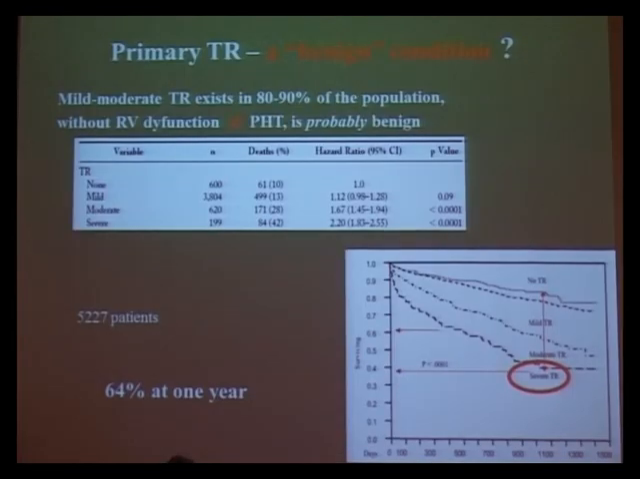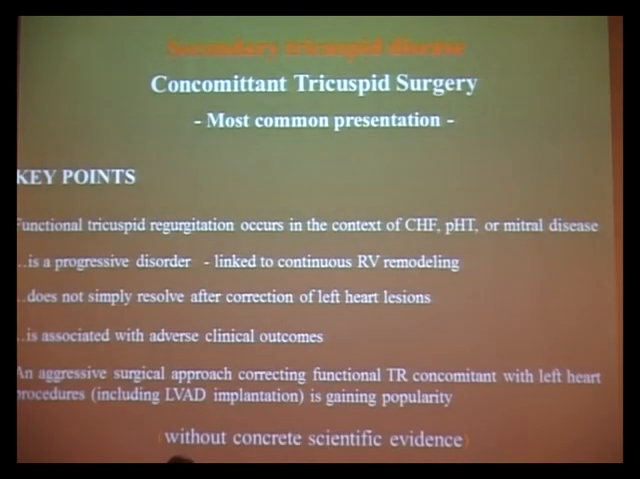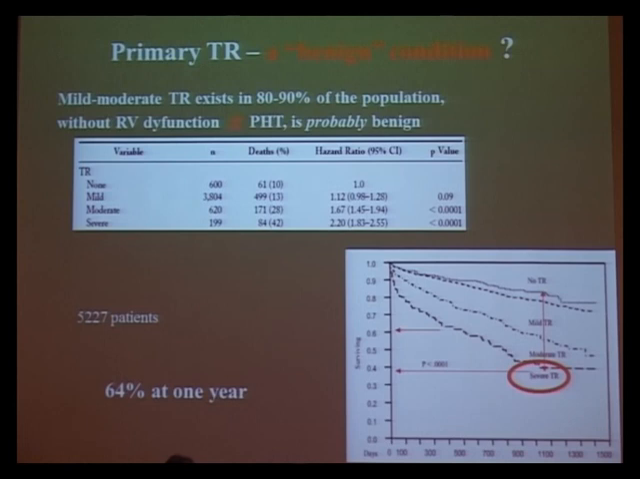Here you can see, do you think that we should accept primary TR as a benign condition? This is an interesting paper. It has been done in more than 5,000 patients who have just mild or moderate TR. They were followed, and almost 74% mortality has been seen in some of these cases. So mild or moderate TR doesn't seem a benign condition.